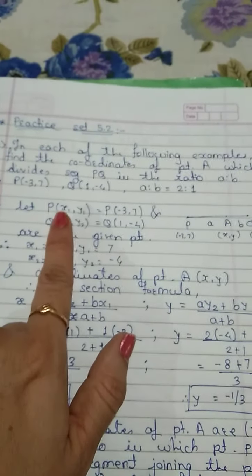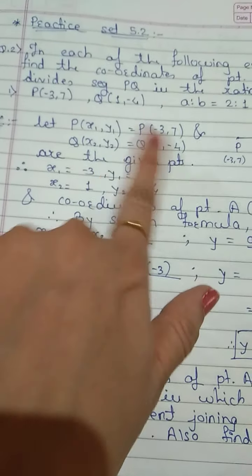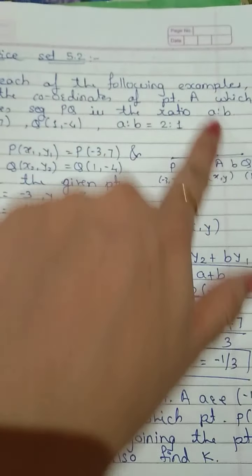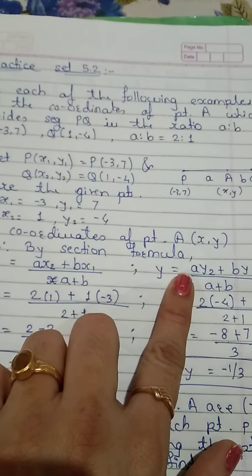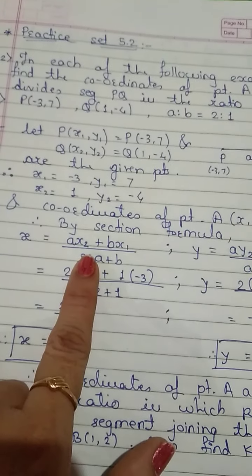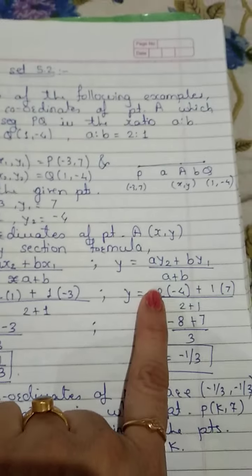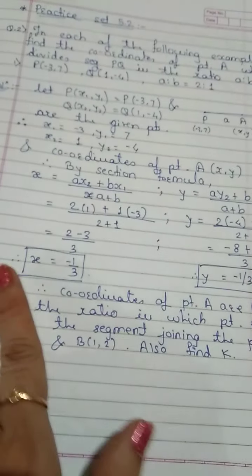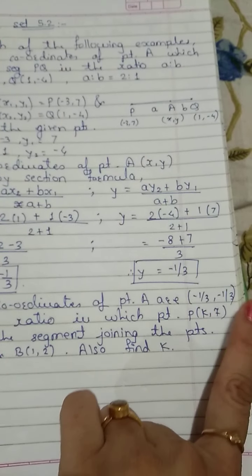So what do we do? Firstly, whatever points are given to us, with the help of that we find the values of x1, y1 and x2, y2. Just compare with them, we get all these 4 values. Now we have to find this coordinate A which is dividing them in the ratio. So simply, since it is dividing in the ratio, we use the section formula. By section formula, x is equal to (a x2 + b x1) by (a + b), and y is equal to (a y2 + b y1) by (a + b). You have to just remember this formula and simply go on solving, we get the values of x and y. That is nothing but the coordinates of point A: -1 by 3 and -1 by 3.